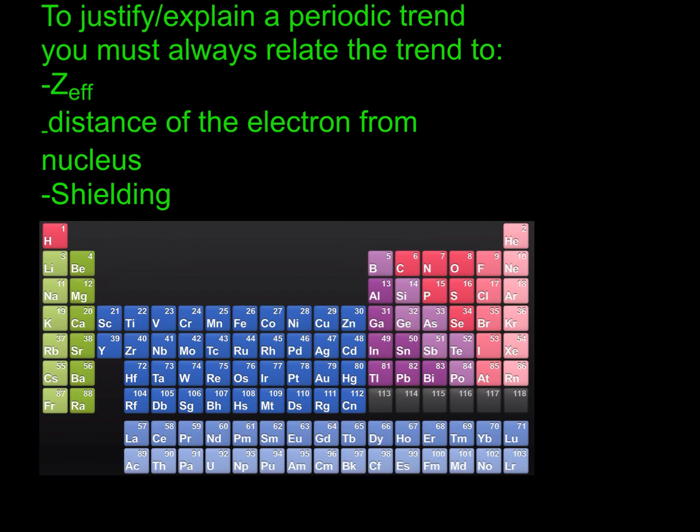The science comes from the fact that Zeff increases going across because of the addition of protons with less shielding. The distance of the electron from the nucleus: think about two magnets. The further you get them away from each other, the less they attract one another. And then shielding. If I have two magnets pulled away from each other and I start putting pieces of magnet in between them, the two extreme magnets, the nucleus in the middle and the most valence electron, are going to have a lot less attraction to one another because there's interference from all the other magnets in between them. So Zeff, distance, and shielding.